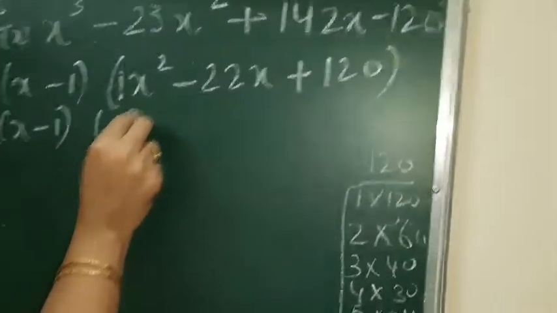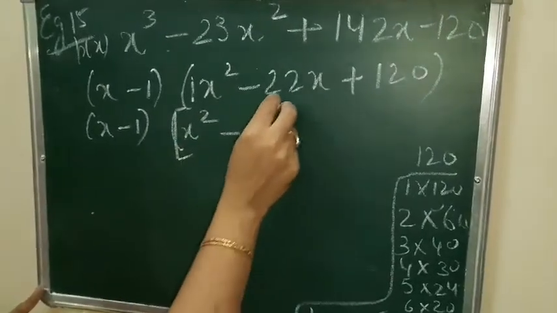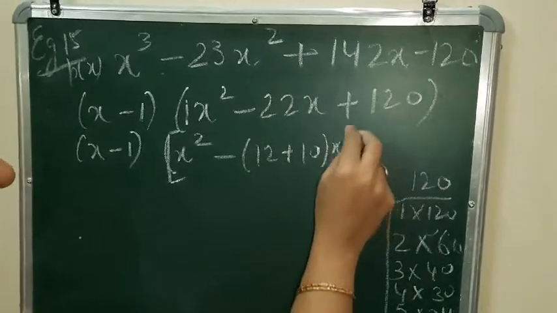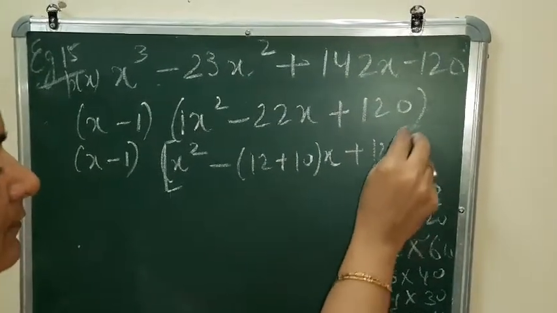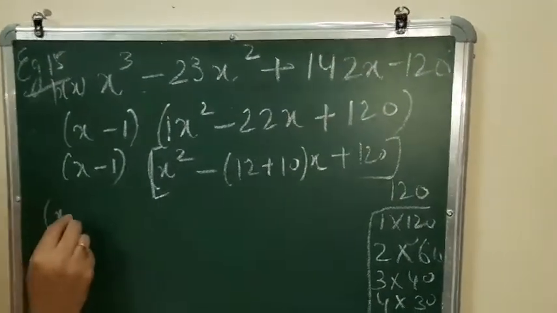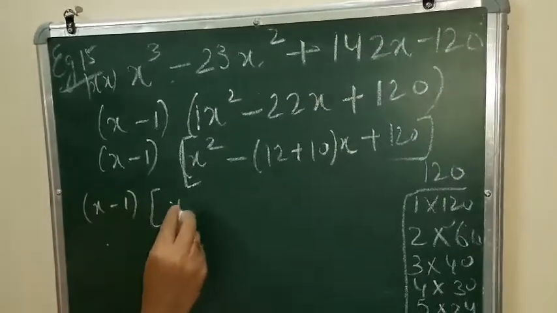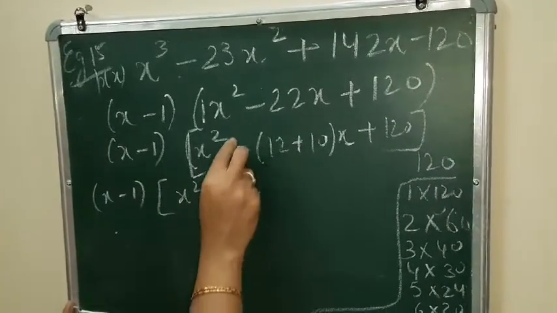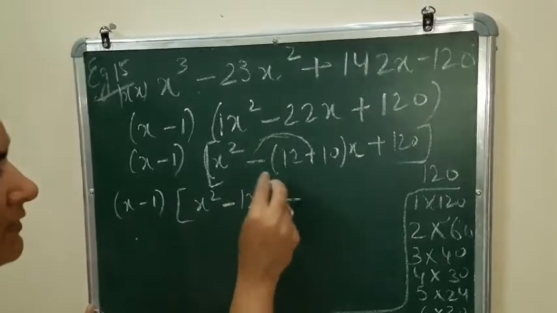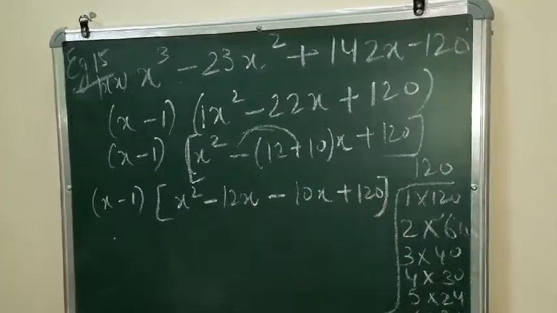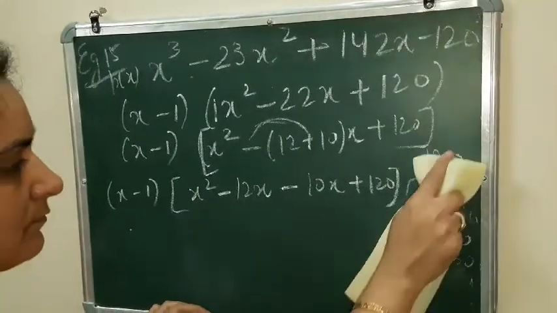So what we will do? x square minus 22x will write as 12 plus 10 into x plus 120. Okay. Then x minus 1 as it is. Open this small bracket. Minus 12 into x, minus 12x, minus into plus, minus 10x, and then plus 120.